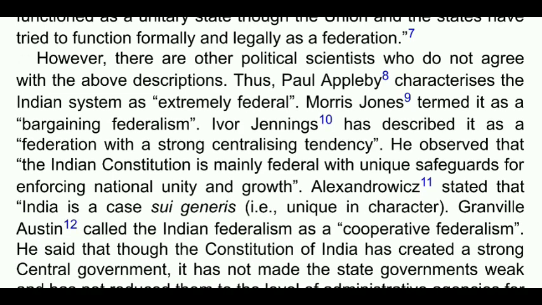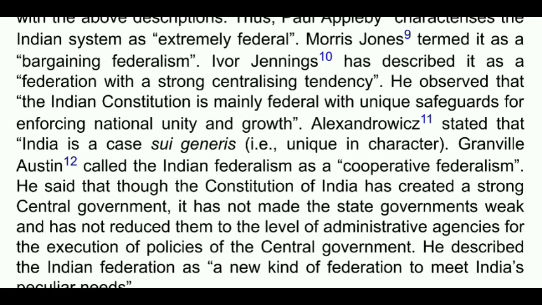However, there are other political scientists who do not agree with the above descriptions. Thus, Paul Appleby characterizes the Indian system as extremely federal. Morris Jones termed it as a bargaining federalism. Ivor Jennings has described it as a federation with a strong centralizing tendency. He observed that the Indian Constitution is mainly federal with unique safeguards for enforcing national unity and growth. Alexandrovich stated that India is a case sui generis, that is unique in character.